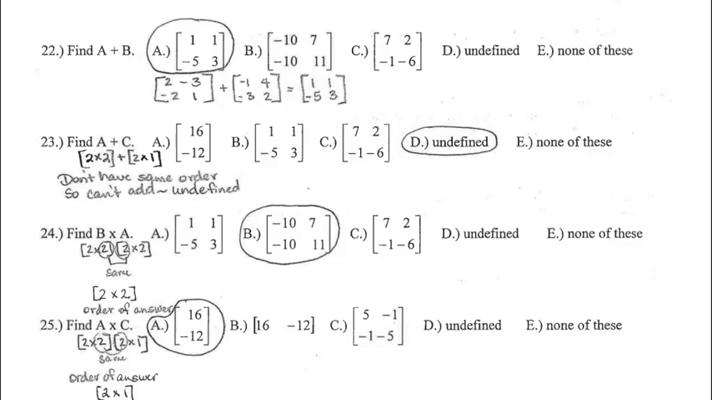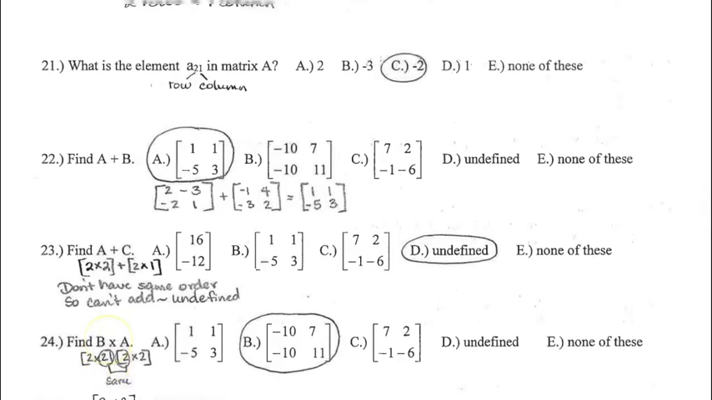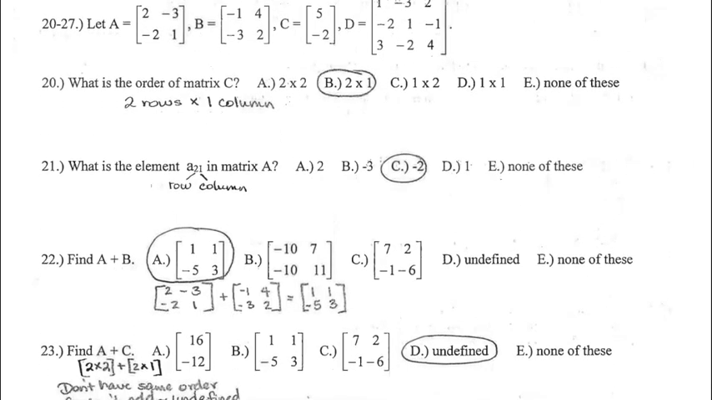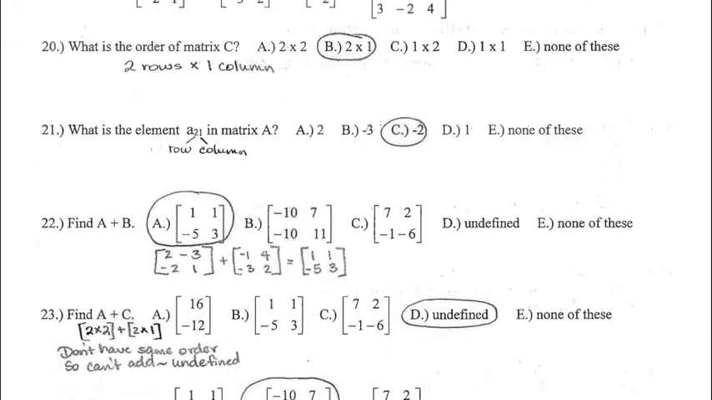All right, so for A plus C, remember that you can only add matrices if they have the exact same order. So you can see right here, matrix A is a 2 by 2 and matrix C is a 2 by 1. So you can't add those two matrices because they don't have the exact same order. So we just say that's undefined.